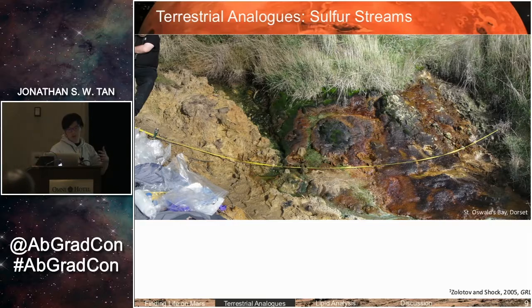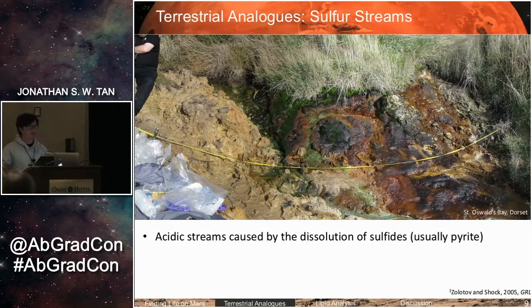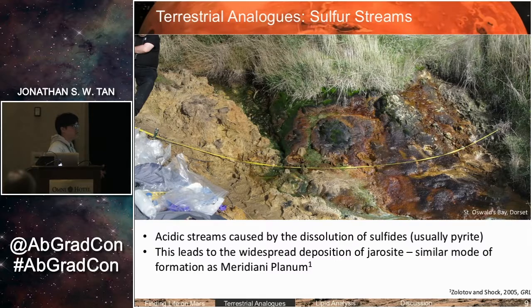Let's take a closer look at what a sulfur stream is. So this is a sulfur stream. Sulfur streams are caused by the dissolution of sulfides, usually pyrite, into water. And what happens is that this eventually deposits jarosites, which are an iron sulfate salt.